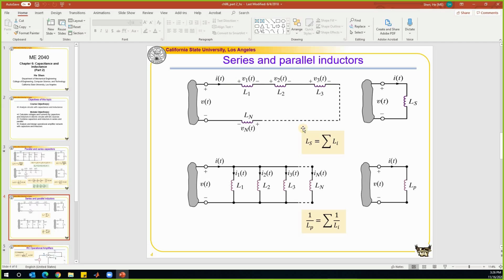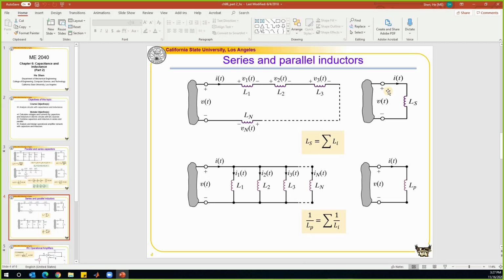And in this case, when they are put in series, the current going through the network will be the same. So the current going through this L1 is equal to the current going through L2. That is the same current. And for inductors, we know the voltage drop on this inductor is equal to L times the rate change of current. And we know the voltage drop Vt is equal to V1 plus V2 plus V3.